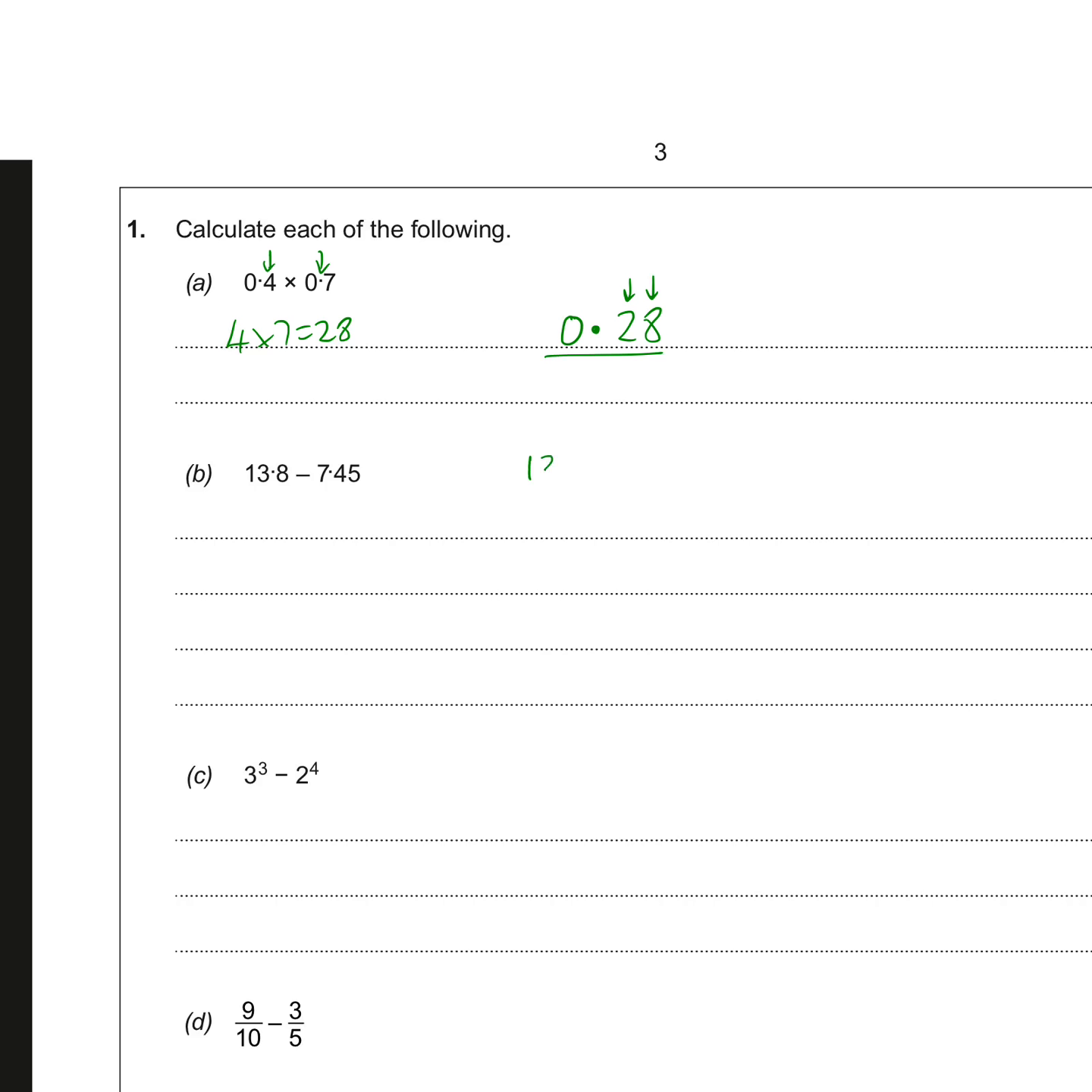For part B, we're going to need to add that extra 0 to have the same number of decimal places as the number we're subtracting. Then we can do the borrowing. 7 take away 4 is 3. Can't take 7 away from 3, so we borrow again. And I can line my decimal points up like buttons on a coat, so 6.35.